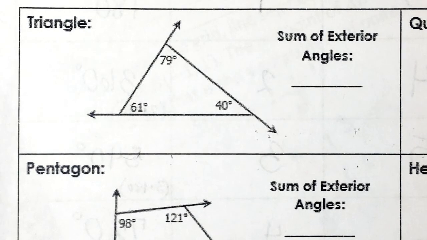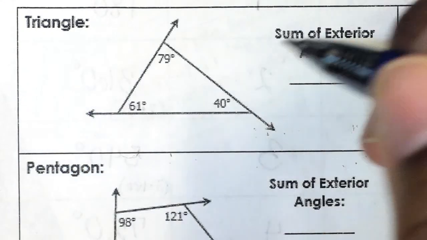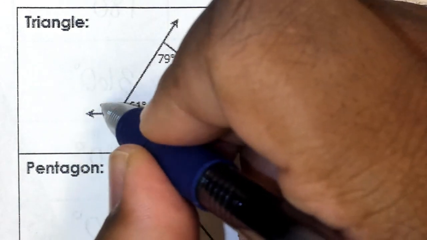So for a triangle, they want us to find each missing exterior angle, and then they want us to find the sum of the exterior angles. So the first one I need to find is this one next to 61. What's the measure of that exterior angle?